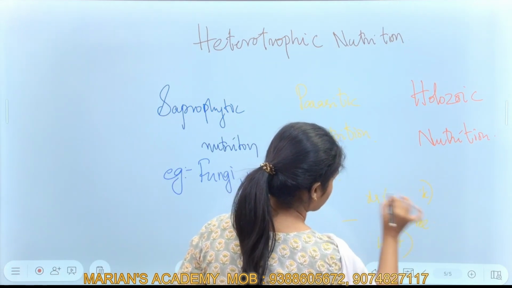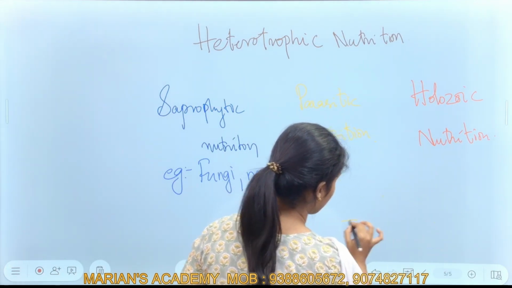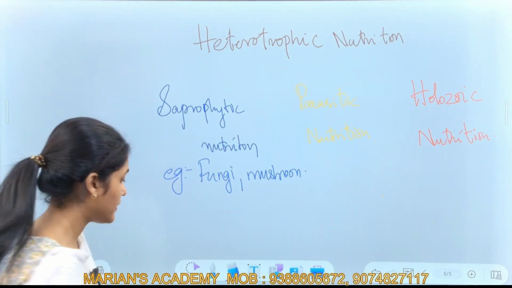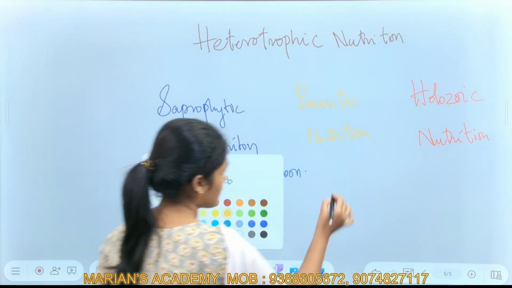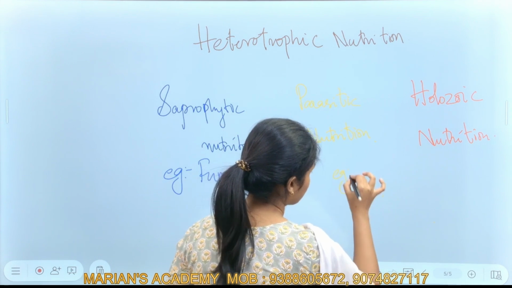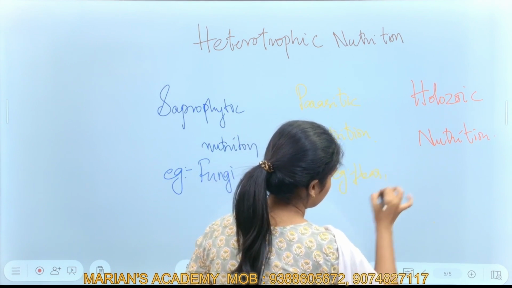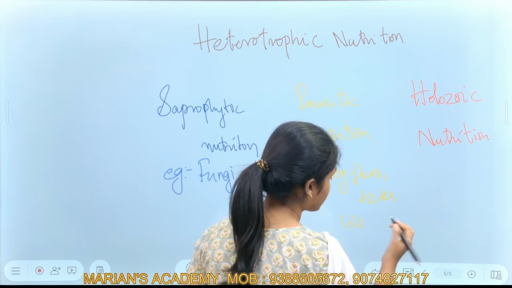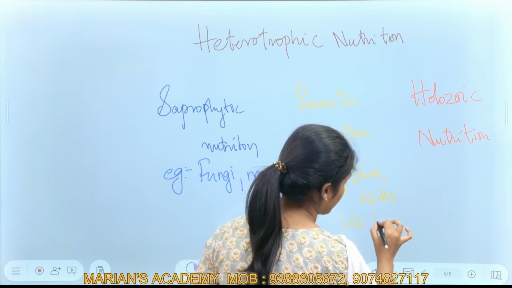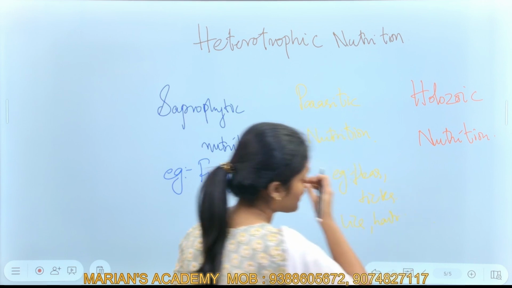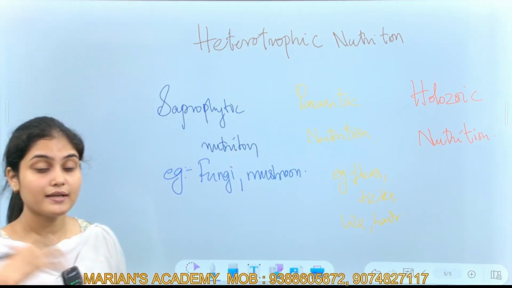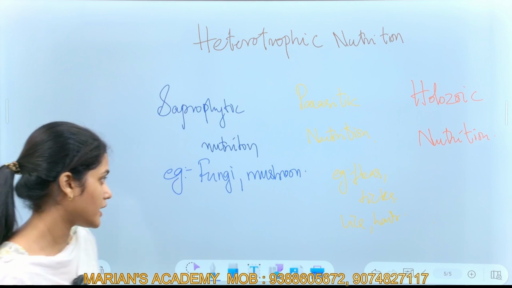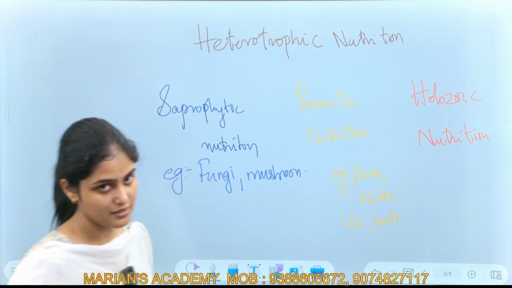If you take the case of parasites, fleas and ticks. You know fleas and ticks, right? Or even the lice that you see in your hair. They are not killing us, but they are taking the maximum of whatever they need. So that is an example of parasitic nutrition.